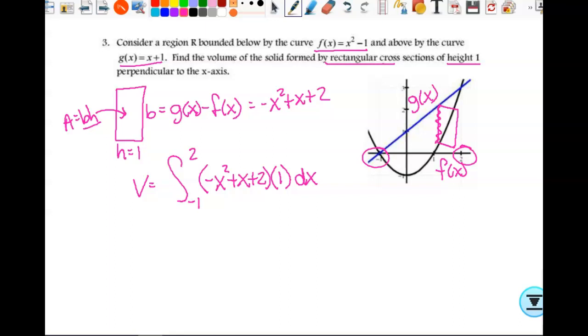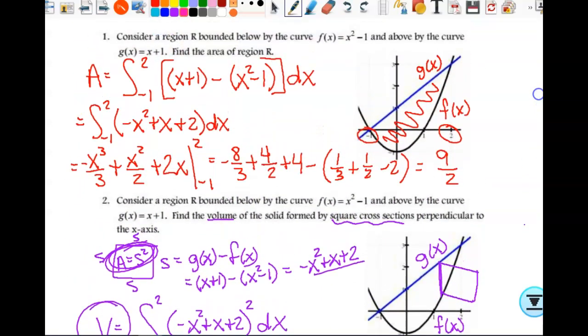So what is that? Did we already find that somewhere? What is it? 9/2. Now, is it the exact same thing? No, but it gives you the same number. If there were units on here, because that was a very good units question, this would be units cubed. This one up here when we got 9/2, because it was area, this would be units squared. So they represent two different things, they just happen to be the same number. Okay, it's a coincidence type of thing.